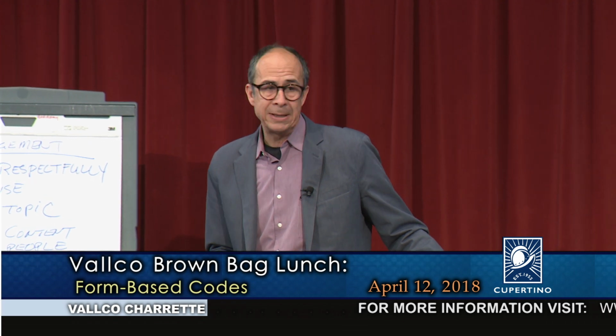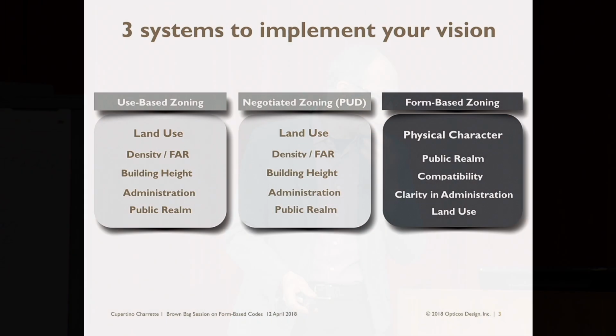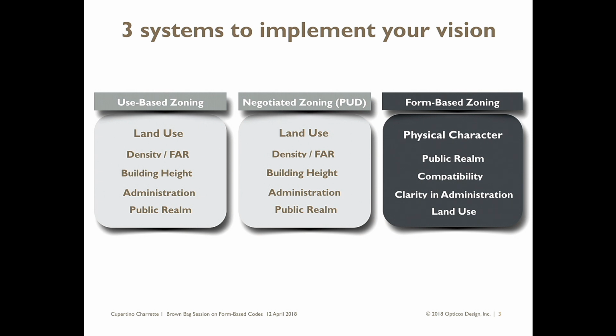So the form-based approach, the third one on the right there, the priority is physical character. It deals with all these other characteristics, but physical character is number one. That's why this form-based approach was invented. It started on the East Coast, where some really visionary developers had architects and planners go to the county or the city and say, we want to base our development on this really cool area down the road. And they'd say, well, you can't build that.